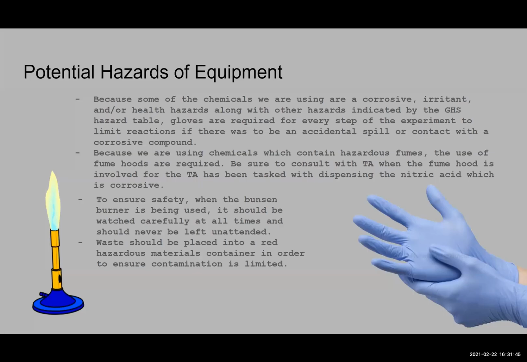When carrying out an experiment, not only is it important to inform yourself on the hazards of the chemicals, but it is also essential to know the potential hazards of any equipment you may use. The fume hood and the Bunsen burner are the two most dangerous tools in use during the experiment. To ensure the probability of accidents is lowered, make sure whenever the Bunsen burner is on, it is closely watched at all times. When the fume hood is required, the TA should take over when placing and removing materials from it.